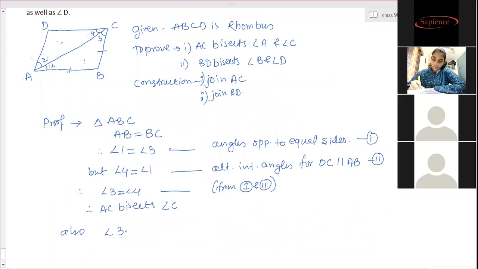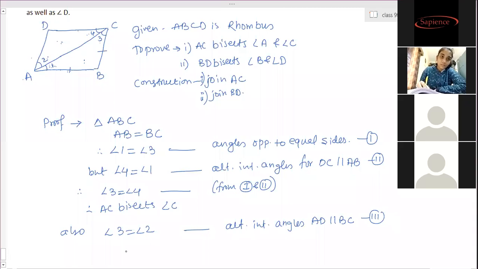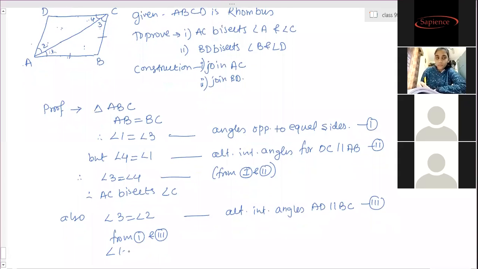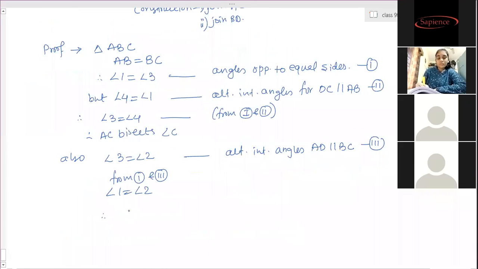Also angle 3 is equal to angle 2, alternate interior angles as AD parallel to BC. This is third, from 1 and 3. Angle 1 is equal to angle 2. And therefore AC bisects angle A.